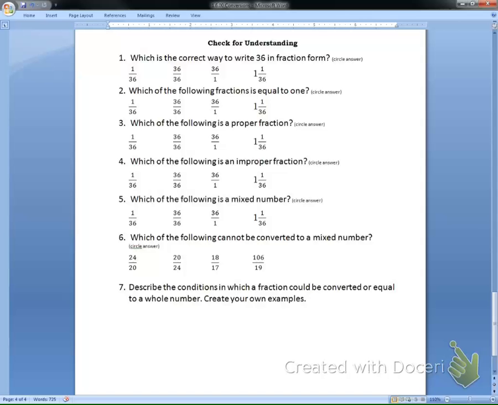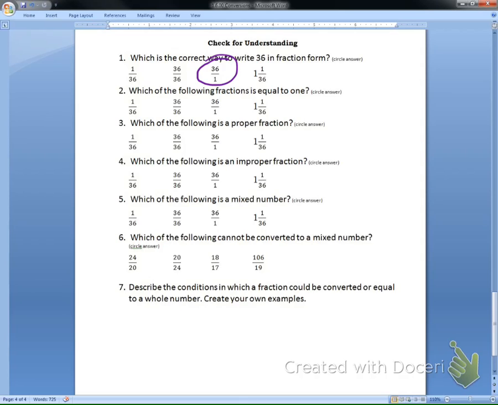Alright, I have several questions here just to check your understanding of today's lesson. First question. What is the correct way to write 36 in fraction form? Take a look at that. So how do we change a whole number into a fraction? Remember, you simply have to put a 1 under it. So it's this one right here, 36 over 1.